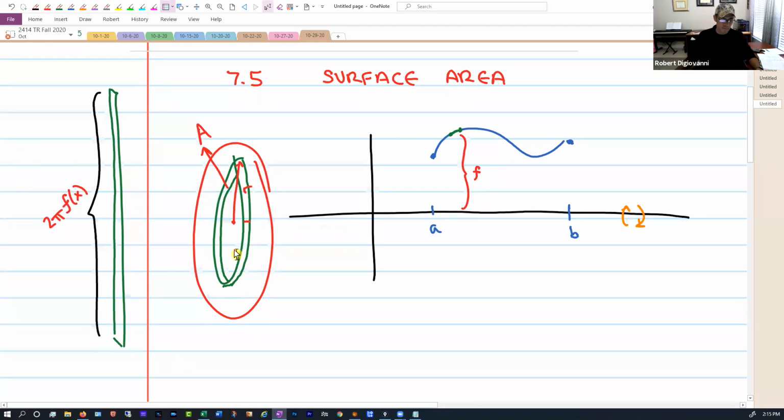You wrap this around, you get a rubber band. When you cut the rubber band and lay it open, the length of the rubber band is the same as the circumference, which is 2 pi times the radius, but the radius is the distance from the axis of rotation to the rubber band's edge. So that's the function. The only other thing I need to find the area is this.